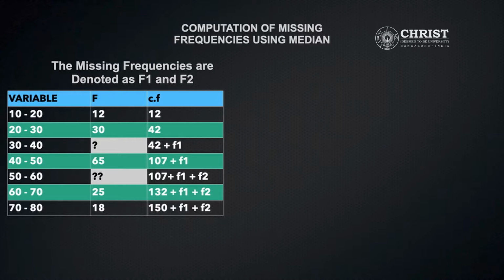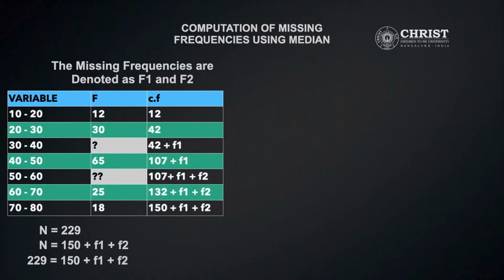Next is F2, which is not defined, so 107 plus F1 plus F2. Next is 25, that is 132 plus F1 plus F2. Next is 18, that is 150 plus F1 plus F2. Now the total frequency is 229, and the cumulative frequency total is 150 plus F1 plus F2. Please remember that this is an important equation. So 229 is equal to 150 plus F1 plus F2.